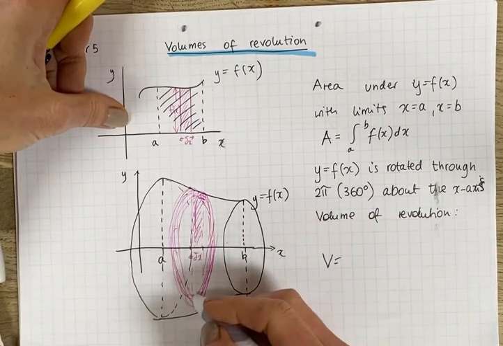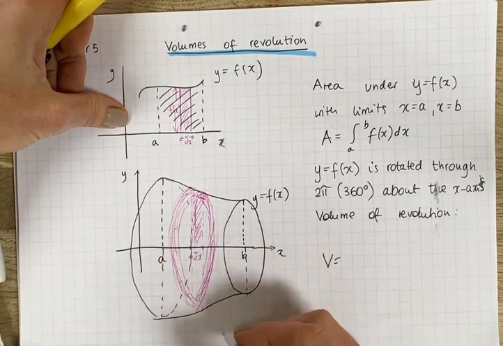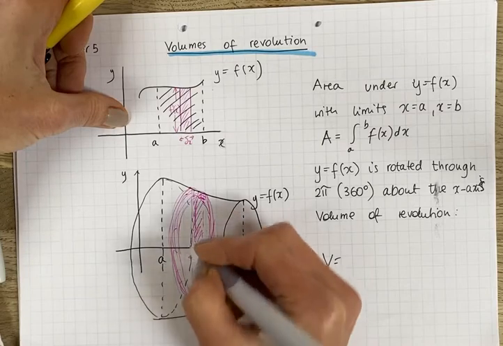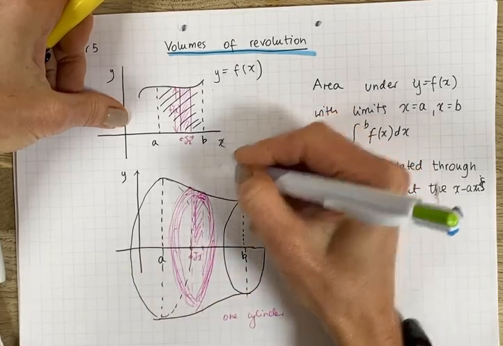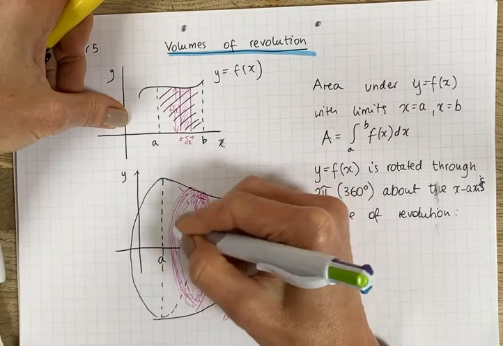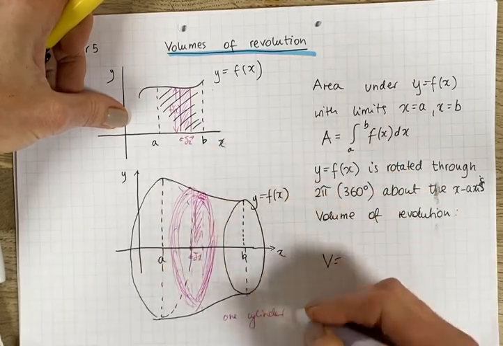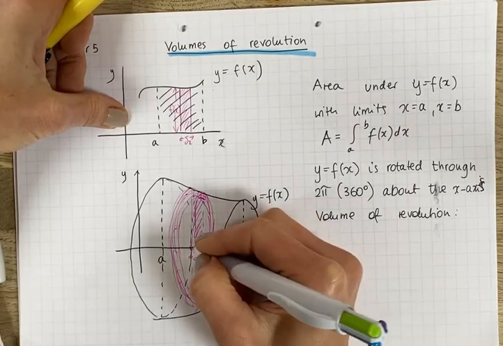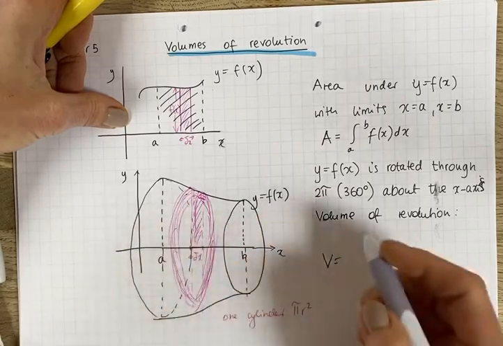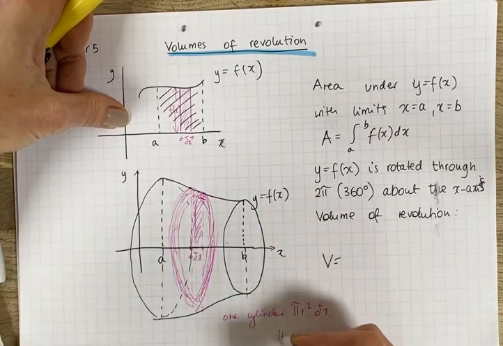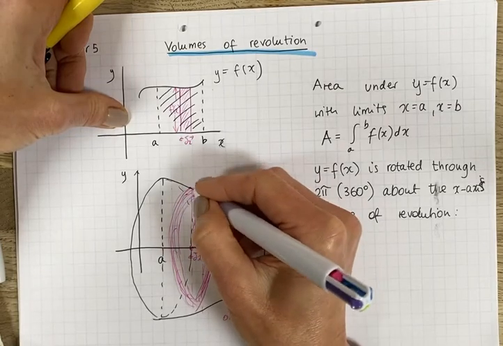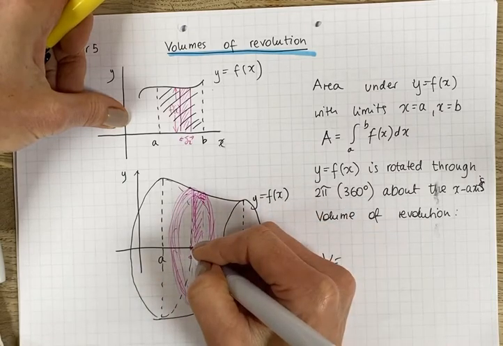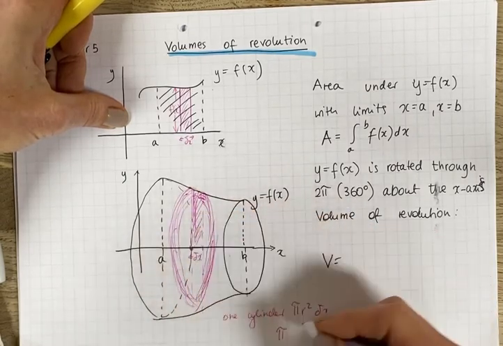Now, what's the volume of one of these cylinders? Well, for one cylinder, it's going to be the area of the cross section, so one of the circles, so it's pi r squared, let's call it r for now, and then multiplied by the height or the depth, which is delta x. Now r in this instance is going to be your value of the function f of x at that particular point. So let's say a general point will be f of x.